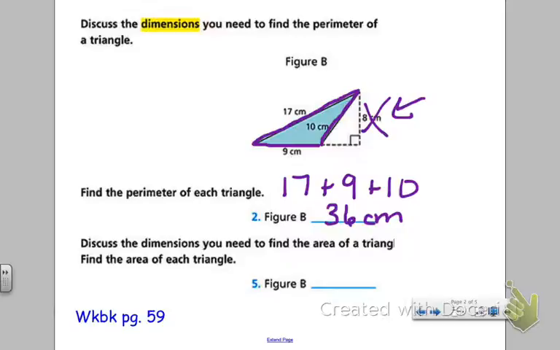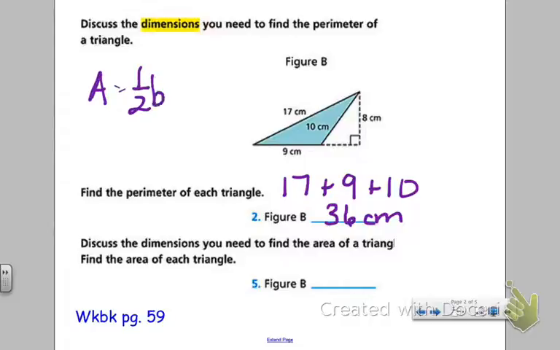Now, let's talk about area. Area is different. Remember, we need base and height. The area of a triangle is always going to be 1/2 base times height. Well, we have a base of 9. The height, let's see. Remember, base and height need to be perpendicular. So 17 is definitely not perpendicular to 9. The 10 side, that's not perpendicular to 9. It's got to be this 8 here. That 8 is showing you the height of the triangle.